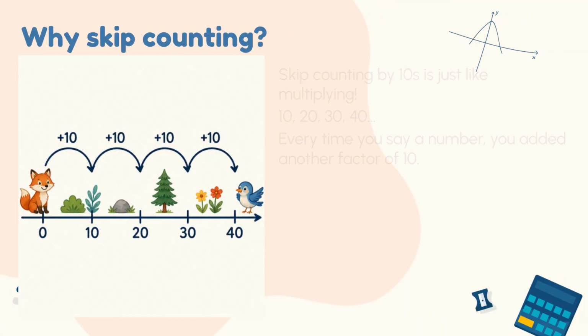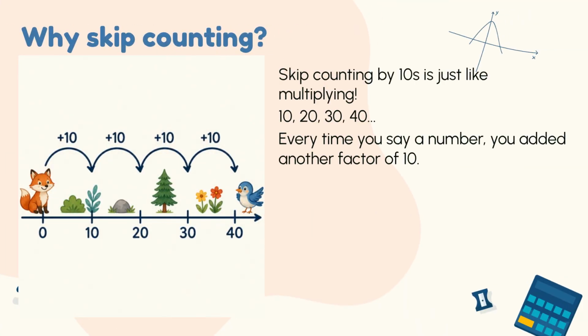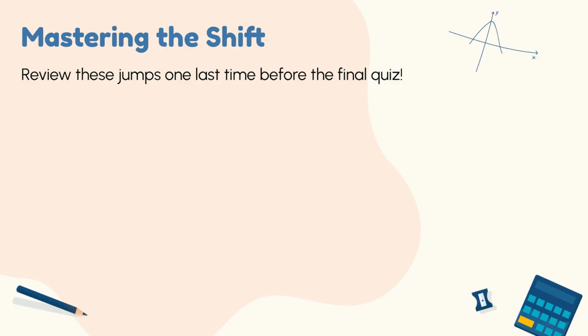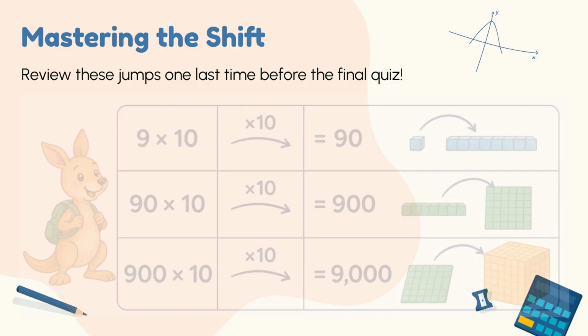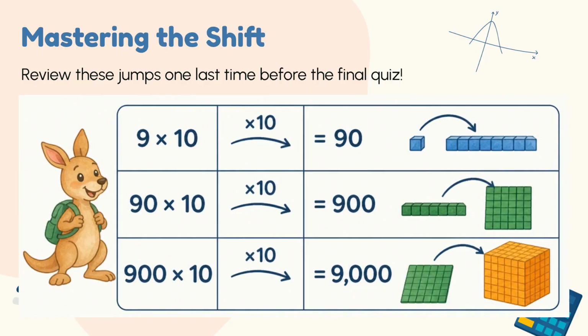Skip counting by tens is just like multiplying. 10, 20, 30, 40. Every time you say a number, you've added another factor of 10. Review these jumps one last time before the final quiz. Remember that each place to the left is 10 times greater.